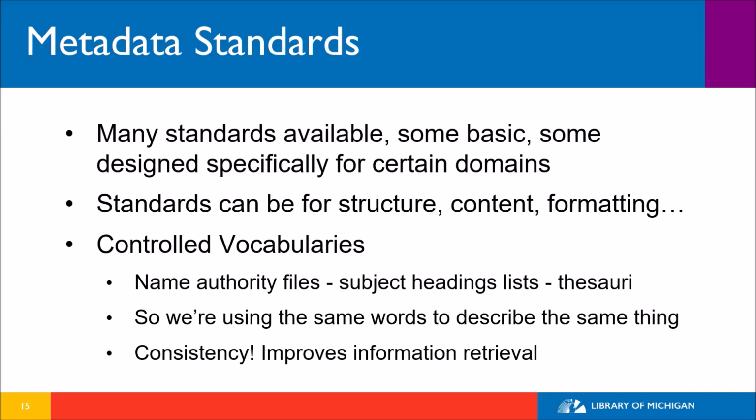which is basically a standardized list of terms. They can be name authority files or subject headings or thesauri. They assist in the discovery of your resources, and they offer consistency across your items and collection, even across the web, which means we're all using the same words or names to describe the same thing or person. This really goes a long way to improve information retrieval and really offers a better user experience.